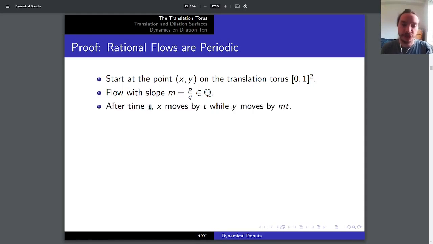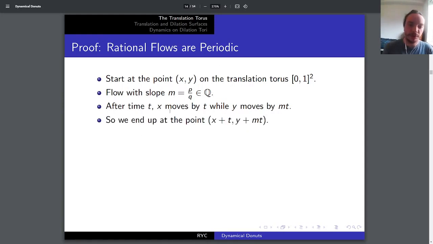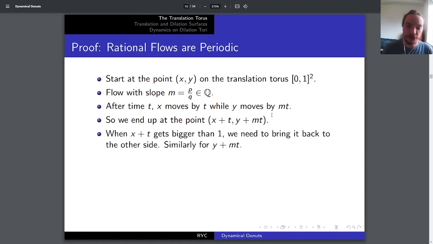And after time t, so t is some amount of time, x is going to move by t units, while y is going to move by m times t units, right? Because we're moving at a slope of m, so for every 1 we move over, we move up by m. So after moving for time t, we're going to end up at the point (x plus t, y plus mt). But we have to be careful because on a torus, whenever we get bigger than 1, we have to come back down to where we started at the bottom. And that is true for both the x coordinate and the y coordinate.